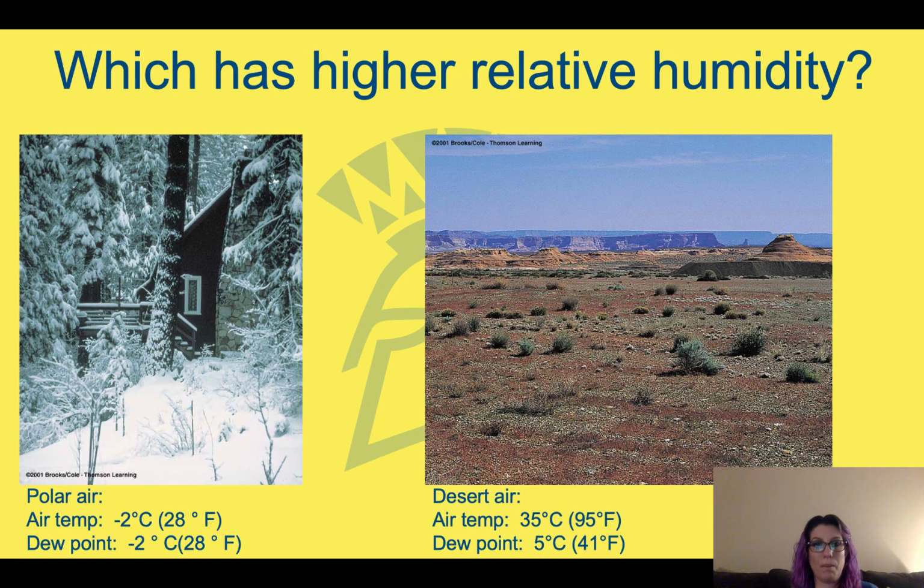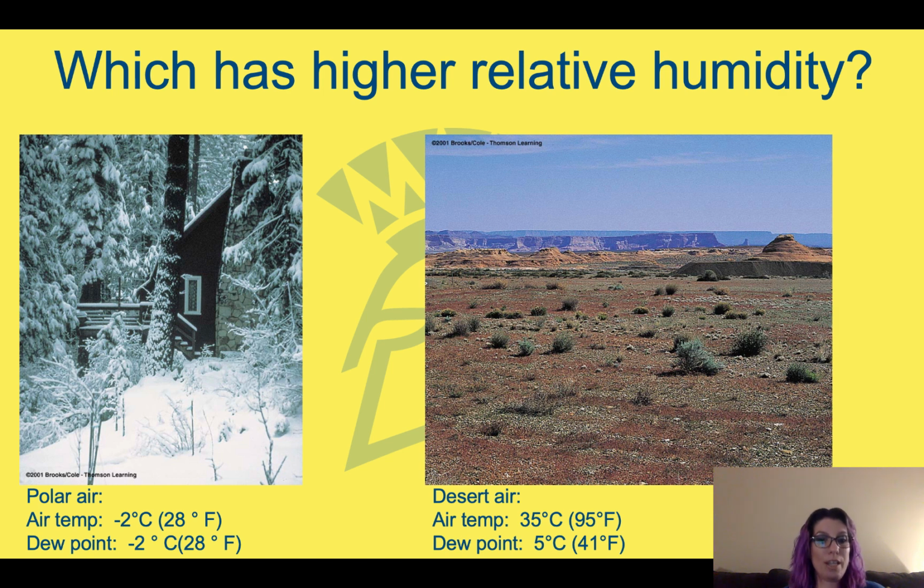And this is a good example of that. Which one has the highest relative humidity? The polar air, where the outside air temperature is 28 degrees Fahrenheit and the dew point is 28 degrees Fahrenheit? Or the desert, where the air temperature is 95 degrees Fahrenheit and the dew point is 41 degrees Fahrenheit? I'd like you to try and figure that out. Pause the video, think about it.